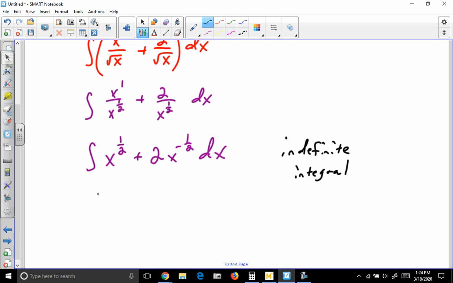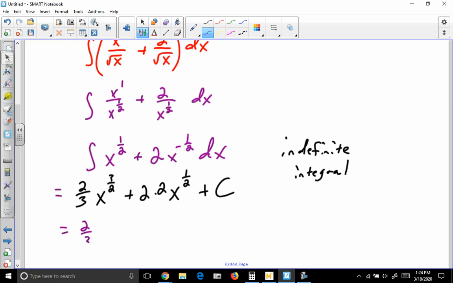So we do x to the 1 bigger power. We said 1 more than 1/2 is 3/2, over 3/2, 4 times 2/3, plus 2 times x to the 1 bigger power, so 1 more than this is positive 1/2, over 1/2, 4 times another 2. And then we have our plus c. So that simplifies to 2/3 x to the 3/2, 2 times 2 is 4, x to the 1/2 plus c.